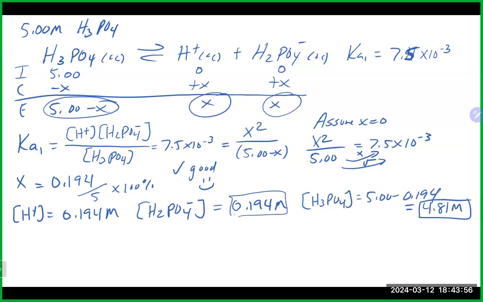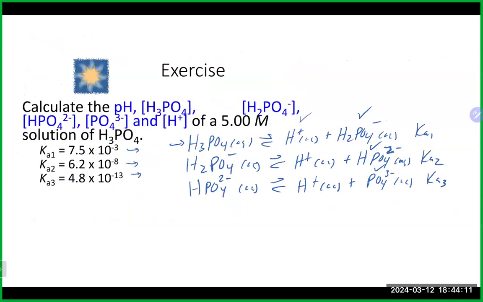So right off the very first ice table, we're able to check off a lot of things on our list that we're looking for. Any questions on that so far? If we come back to our problem here, we just found this guy, this guy, and that guy. We're still looking for these two guys as well, which means we now need to go into our Ka2 reaction, as that is where we find this guy. So we're going to go into the second hydrogen coming off so that we can get that concentration we're looking for.